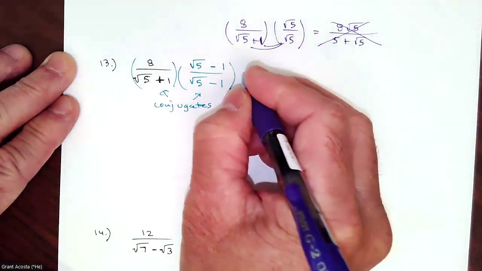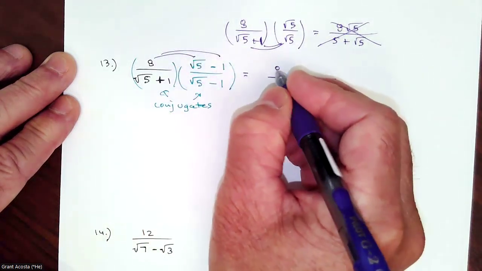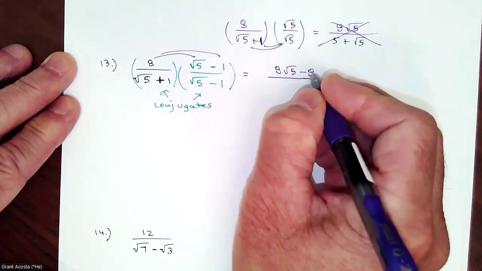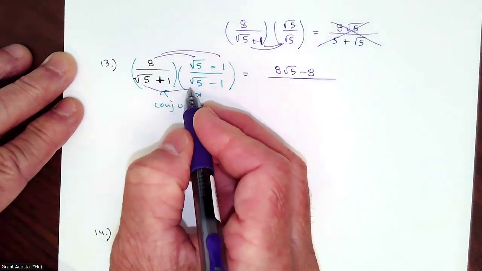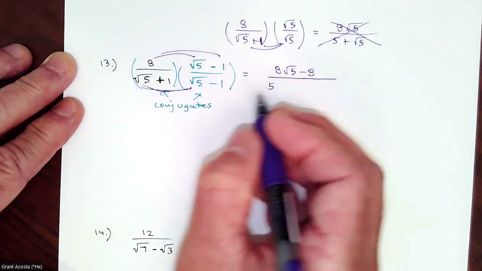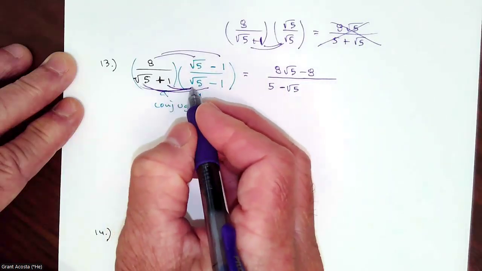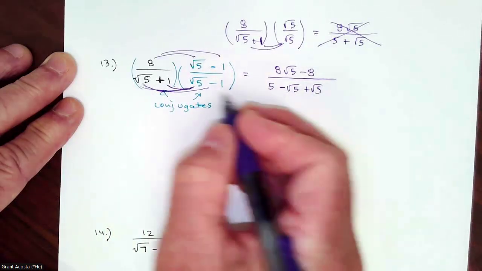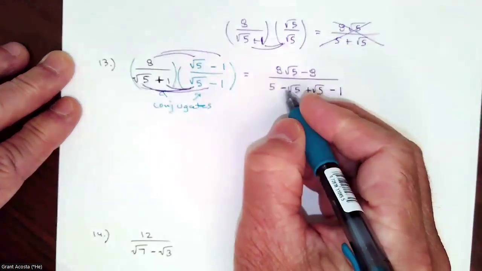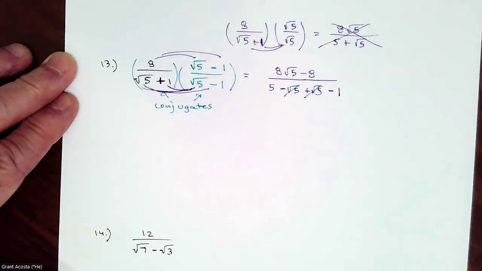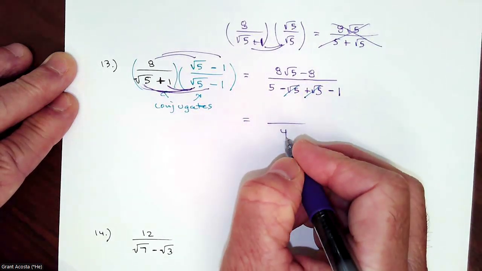Now, let's see why that works. Of course, we can distribute if we want to. So that's 8 root 5 minus 8. Maybe I should have held off on that, but that's okay. Now look what happens if I FOIL out the inside. Root 5 times root 5 is 5. Root 5 times negative 1 is negative root 5. Positive 1 times root 5 is positive root 5. And 1 times negative 1 is negative 1. So the reason this works is you end up getting a negative root 5 and a positive root 5, which subtract out. And I'm going to have a denominator of 4.